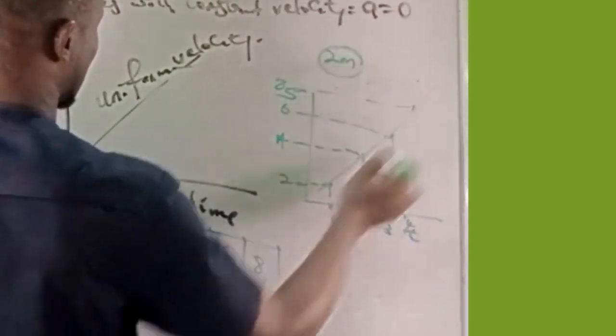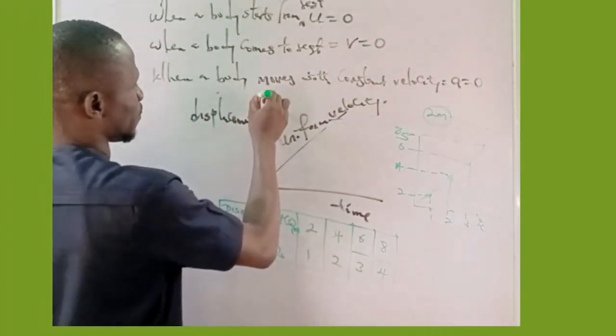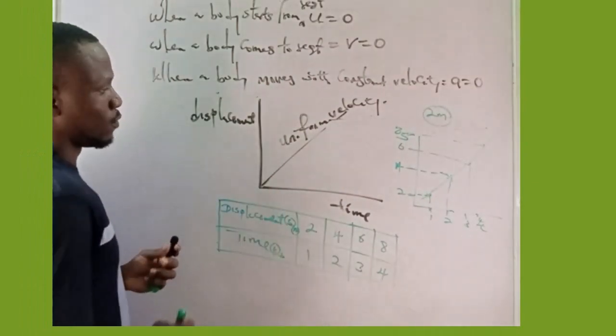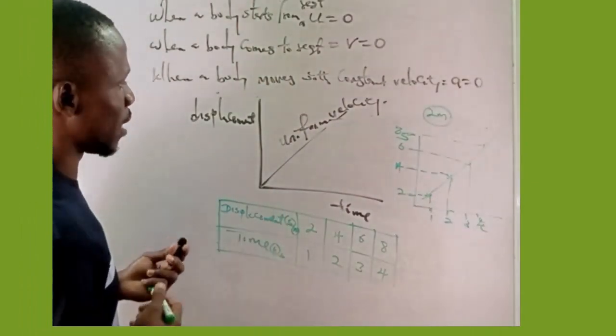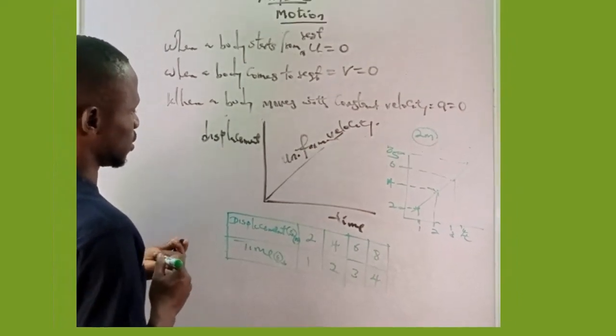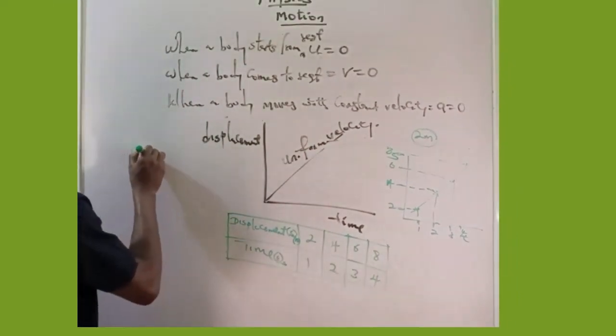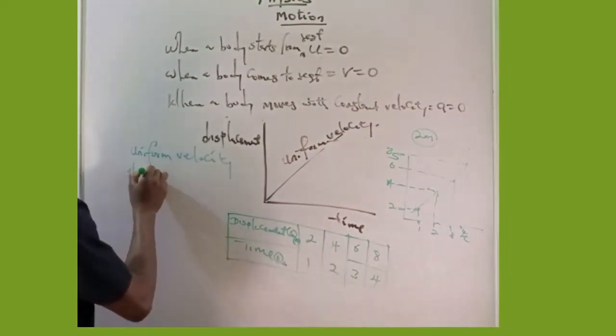So it's a straight line graph. So this is a graph of uniform velocity. So we have what we call uniform velocity. We also have what we call non-uniform velocity.